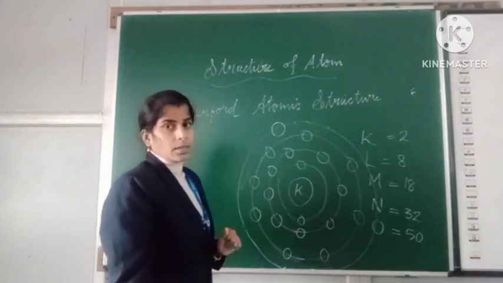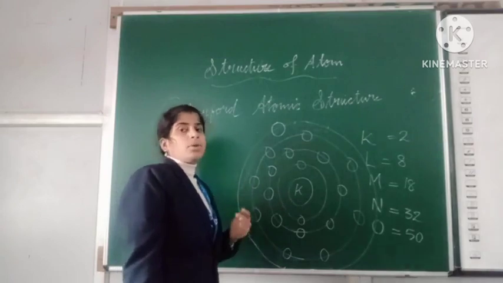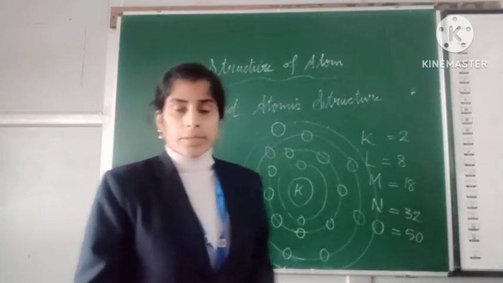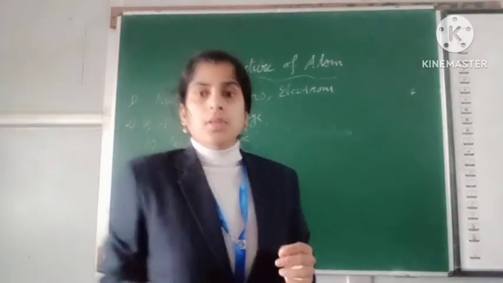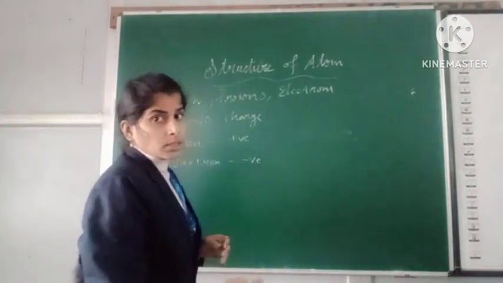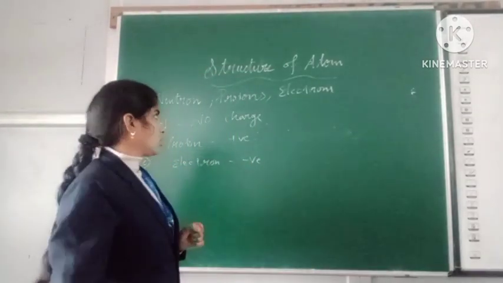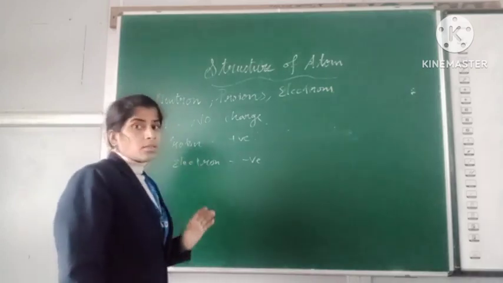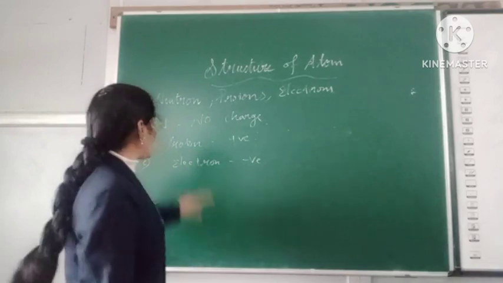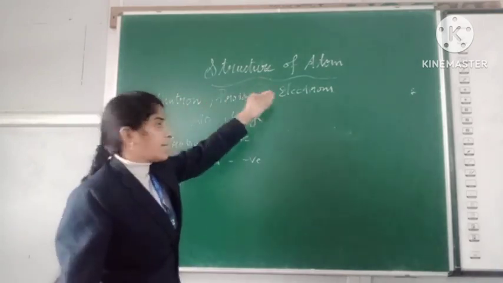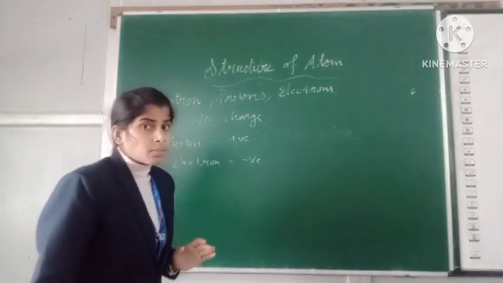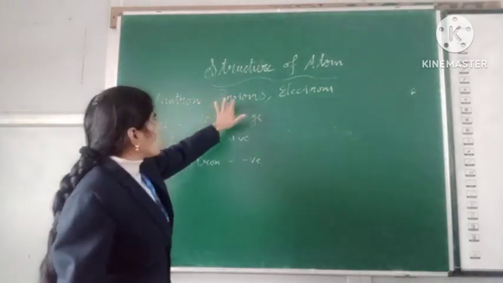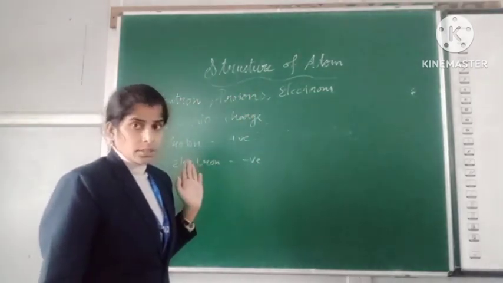Clear? A few important points are also discussed about this Rutherford atomic structure. An atom consists of 3 subatomic particles: neutron, proton and electrons.